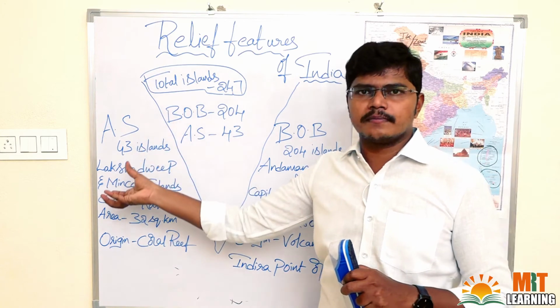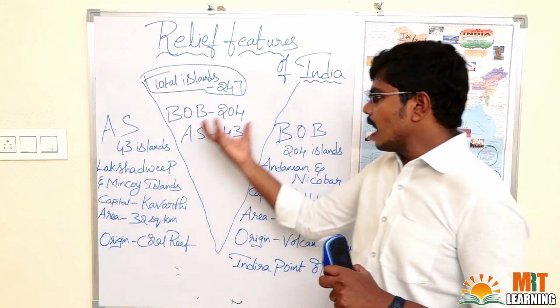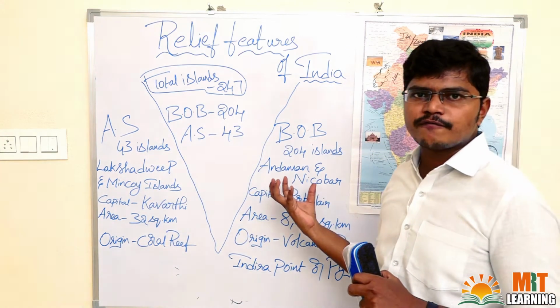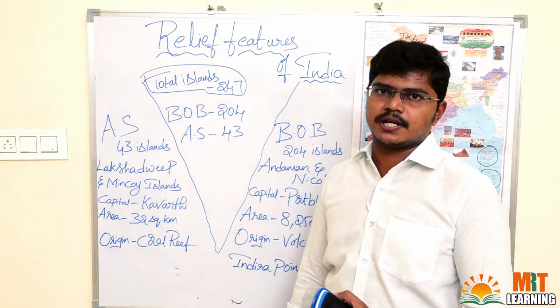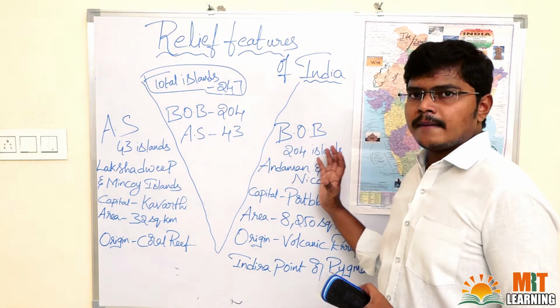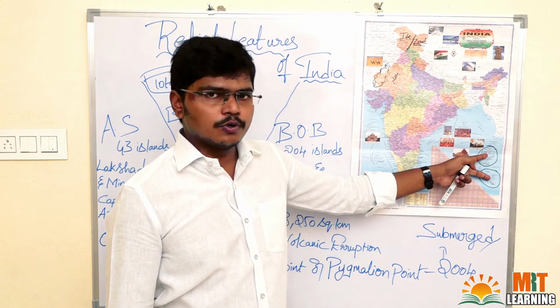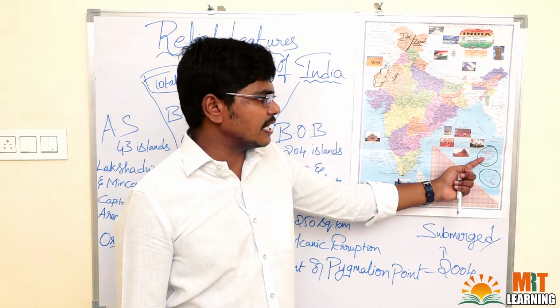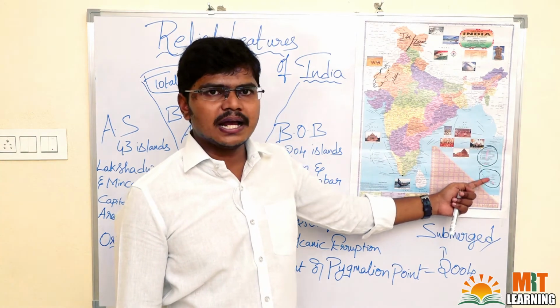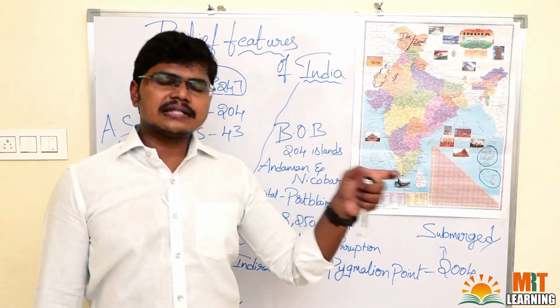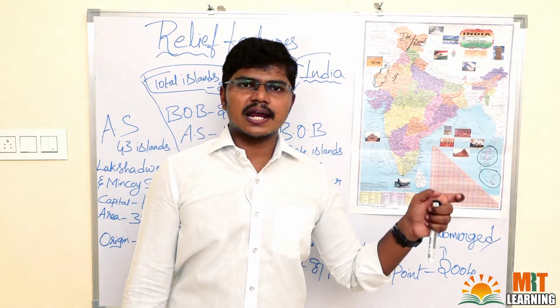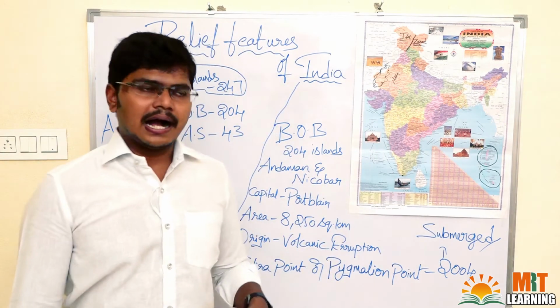What is the origin? Origin means how it forms. Lakshadweep is formed because of coral reef. How are Andaman and Nicobar Islands formed? Because of volcanic eruption. Now Andaman and Nicobar, I already told, Andaman and Nicobar Islands have two groups. North part is called Andaman and south part is called Nicobar Islands. And what is the largest island in India? Largest island in India is Great Nicobar Island.